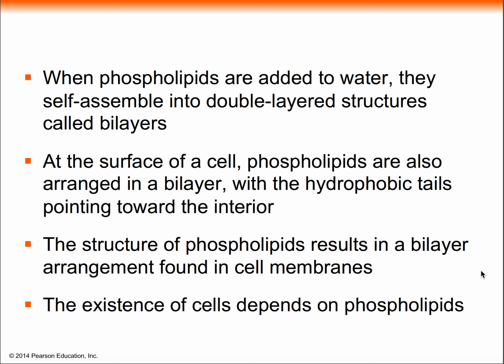The existence of cells depends on phospholipids. We have to have these phospholipids in order for our cells to grow and divide. They have to have this phospholipid layer, and it's really, really important that we get this type of lipid in our system to form this layer.